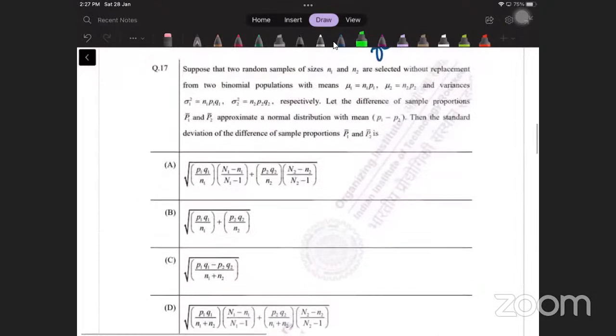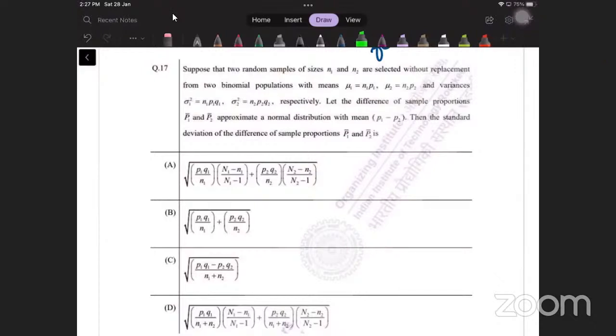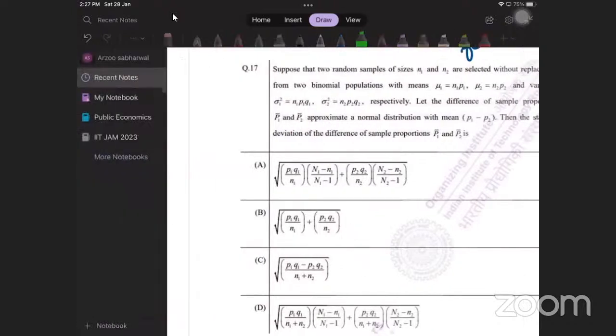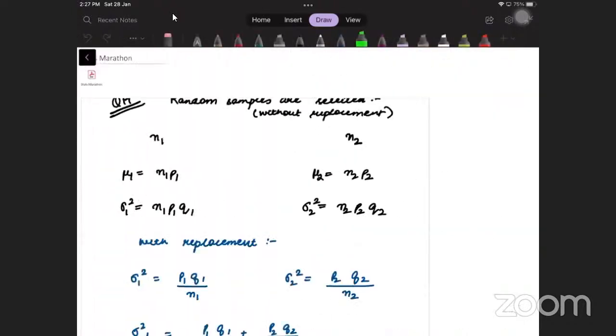Okay, come to the next question. If you will notice, this question is again asking about with and without replacement. So again, you have to understand that the basic formulas are important from the exam point of view. Okay, so let me just explain first, and then we will go to the question.